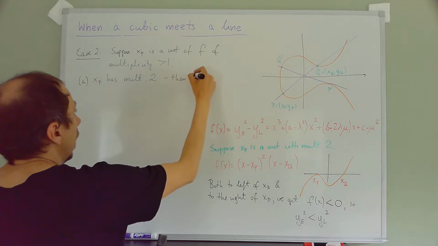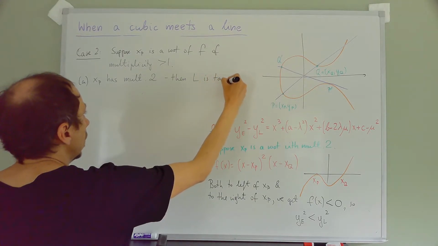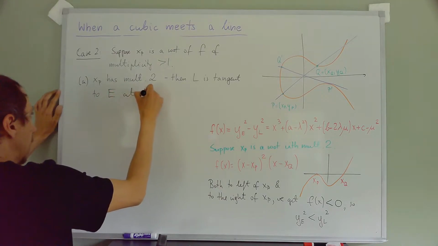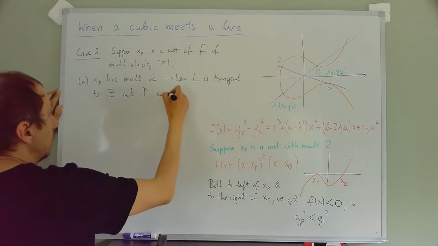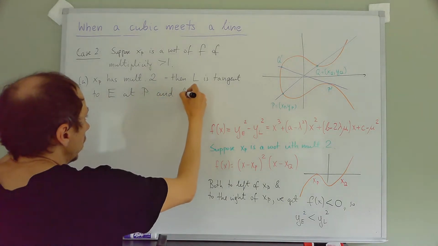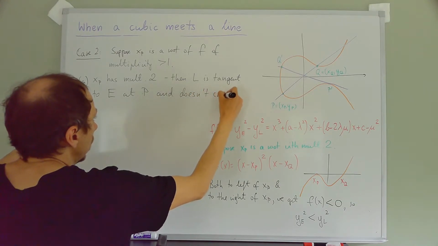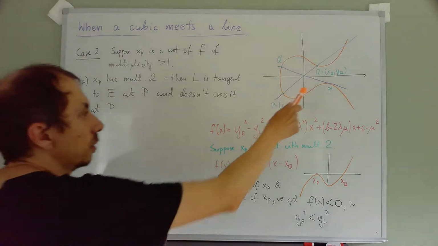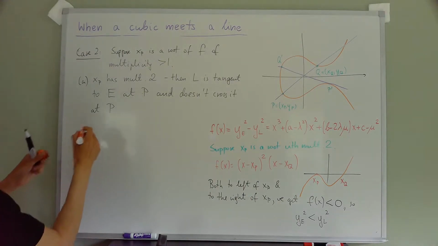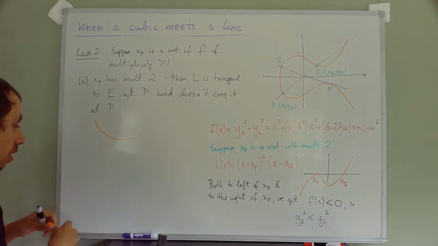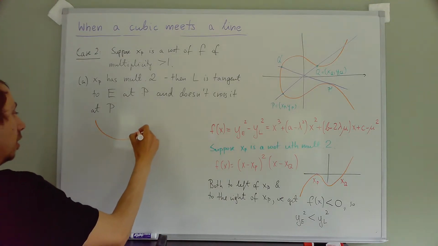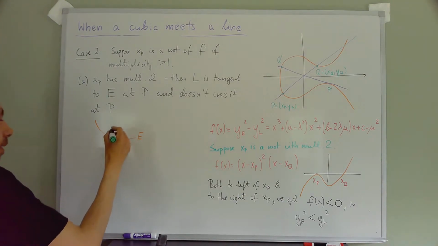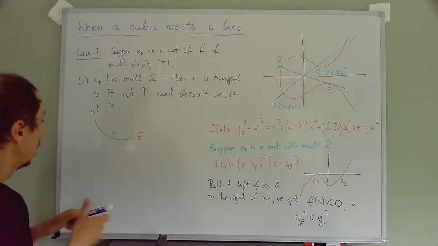Then L is tangent to E at P and doesn't cross it at P. So it behaves like this point P prime here. It stays on the same side, right? So I'm just going to draw this situation here, right? So we have this is the curve E, and this is the point P, and so here is the tangent line.